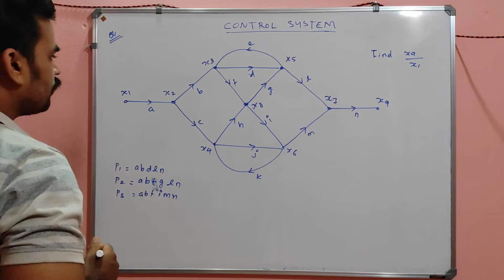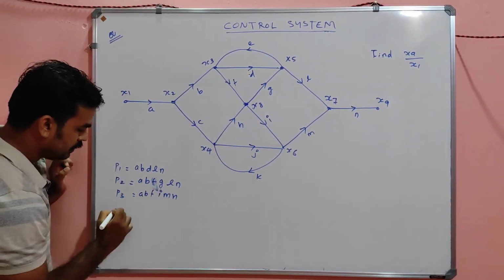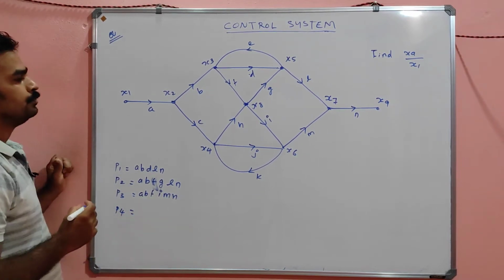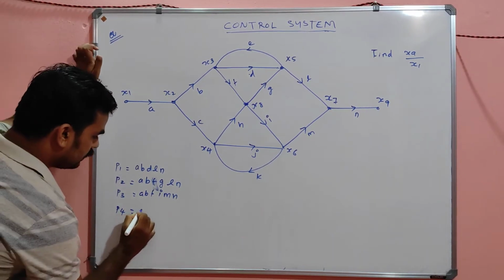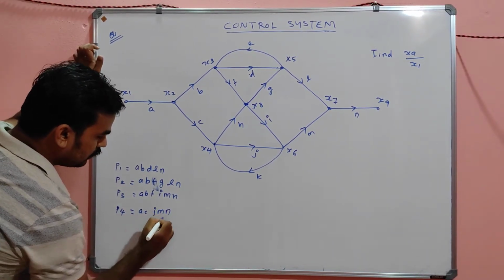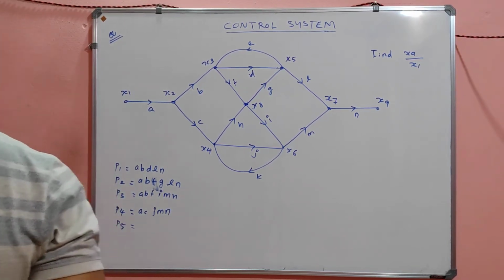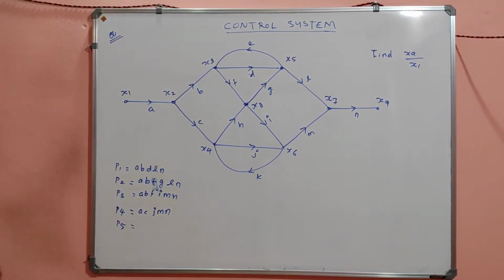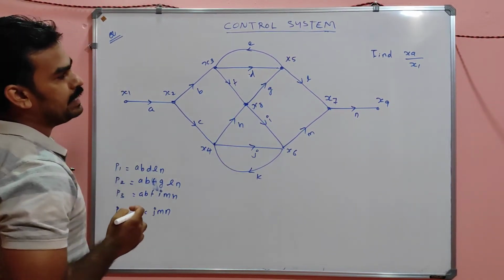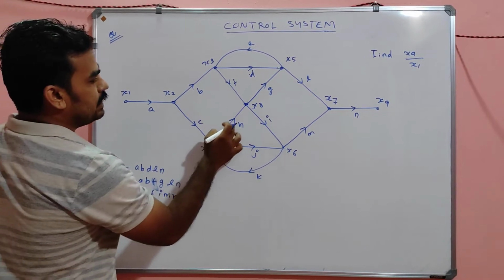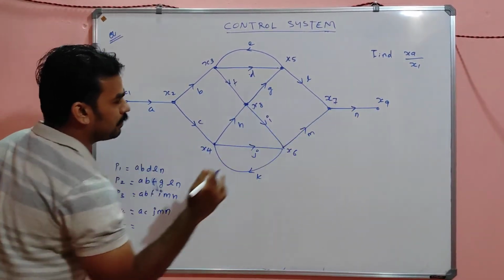So is there any on the top side? No. Let's come to the bottom. So what is P4 now? P4 will be ACJMN. Am I correct? ACJMN. And what is another? ACHGLN. Am I correct, my dear? ACHGLN. Correct? This is also a forward path.